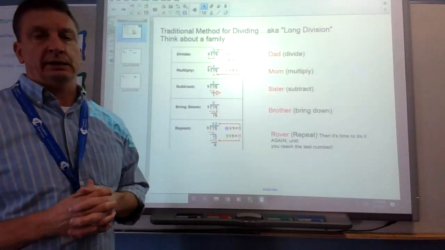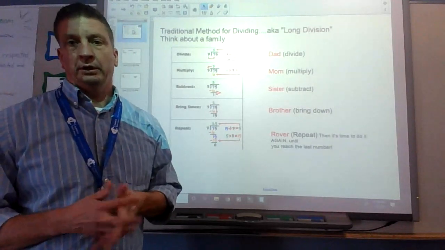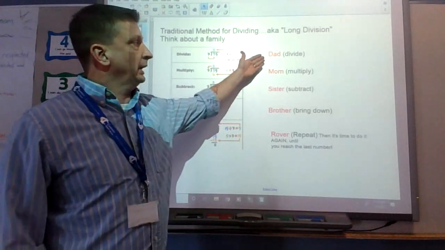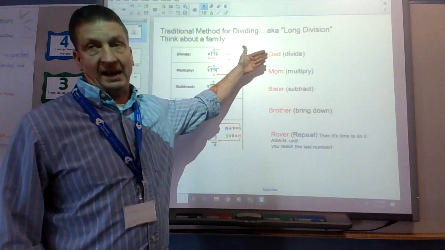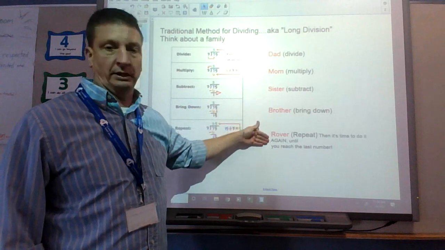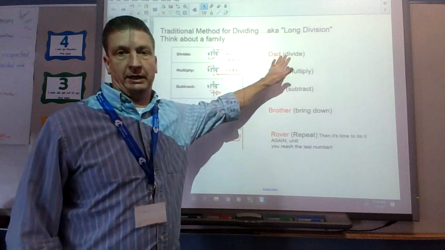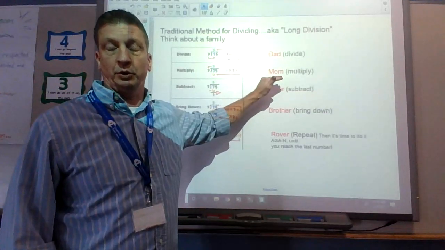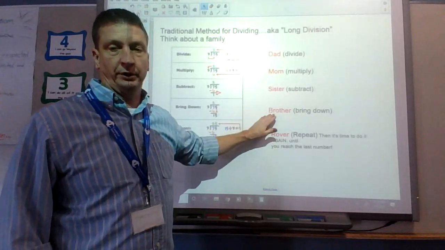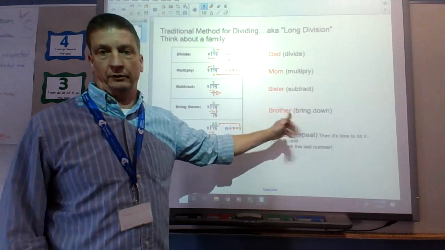So what we're going to look at today is a mnemonic device, or a memory device, to help you remember the steps of doing the traditional method of long division. So what we're looking at here are these steps. Think of family: dad, mom, sister, brother, and Rover as your pet. Dad means that we're going to divide. The next step is multiply, which is mom. Sister, subtract. Brother, bring down. And Rover, repeat all of our steps.